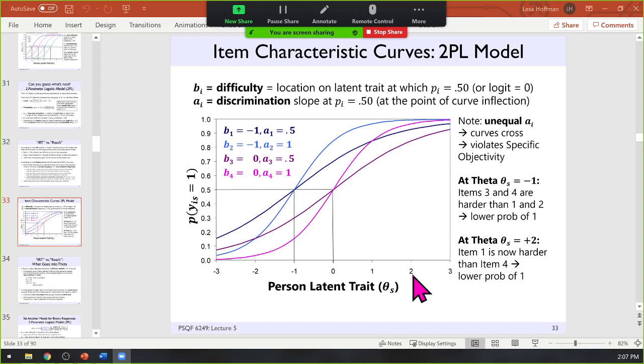So the two parameters in the two-parameter model, as it's called, B is always there. A is the second one. And what is it called if I don't have a different A for each item?